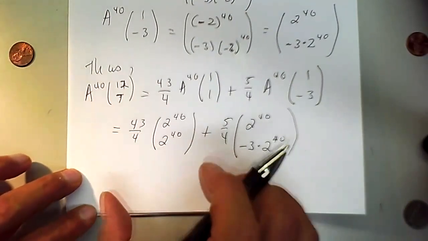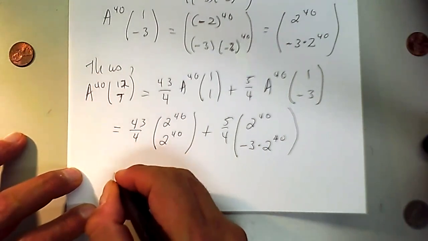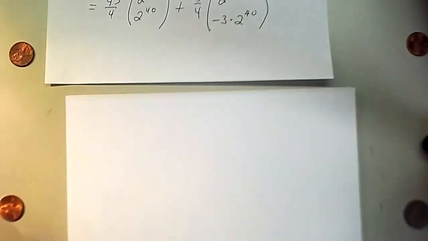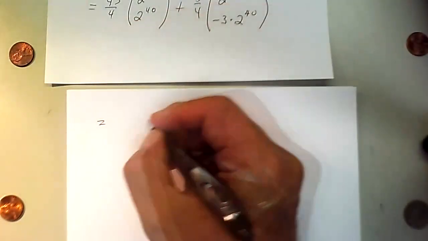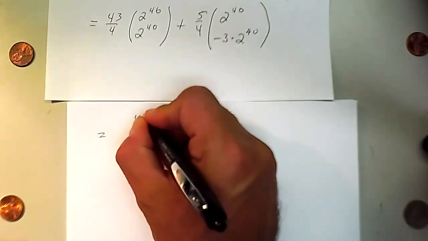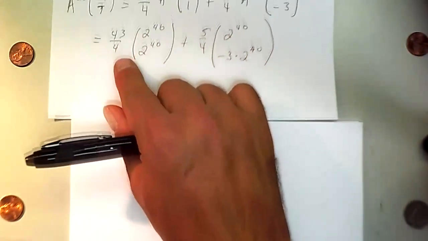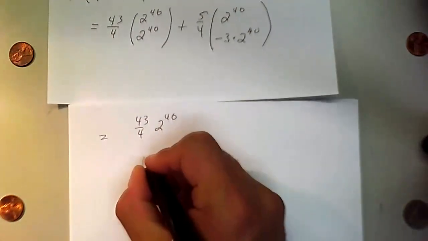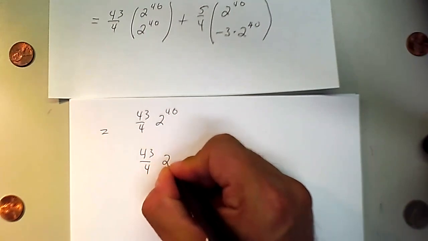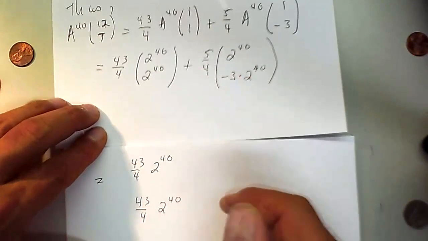Let's simplify this into a nice, neat vector. I think we can do that with a little bit of algebra. I'm going to start a new page here. So this equation continues on this page: 43/4, 2 to the 40. So I'm multiplying the scalar by the vector, 43/4, 2 to the 40, and might just as well multiply with the scalar and add it on the same vector.